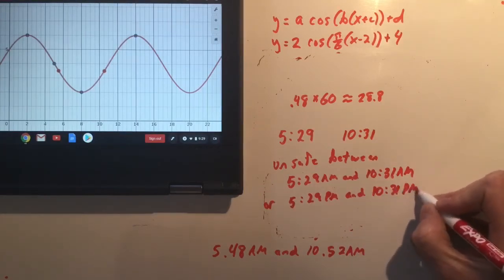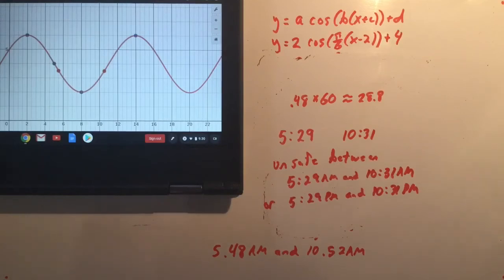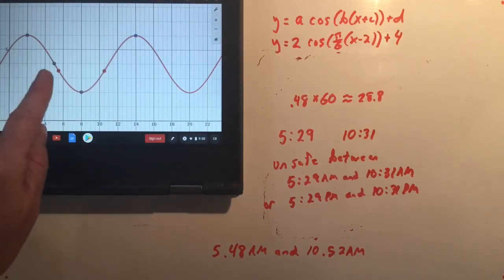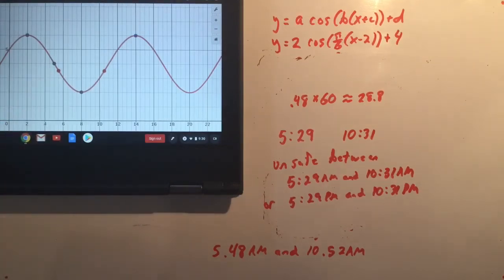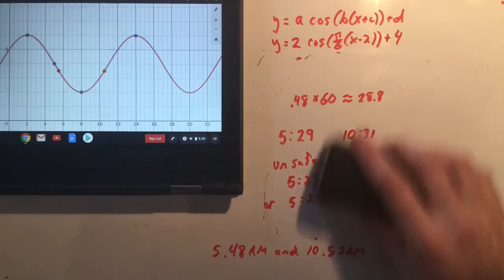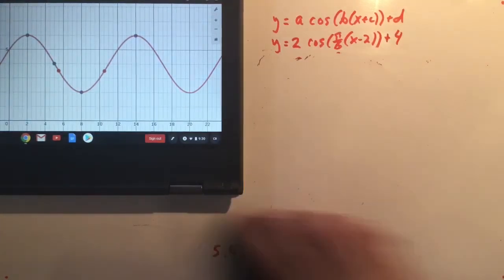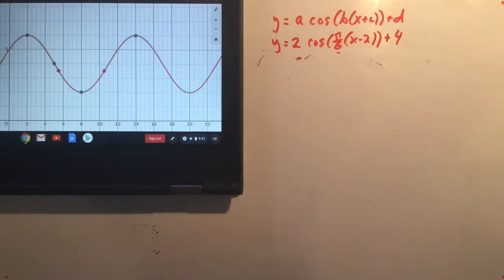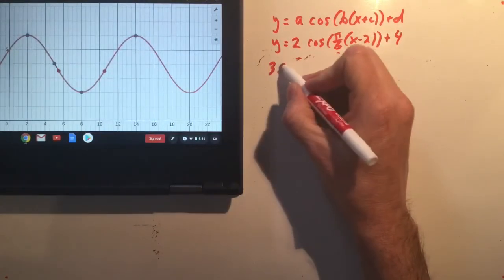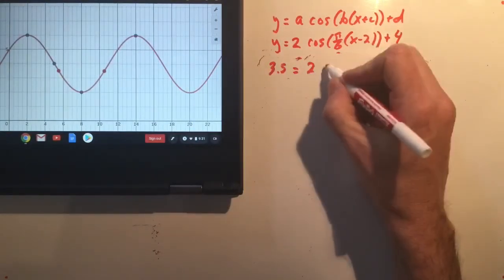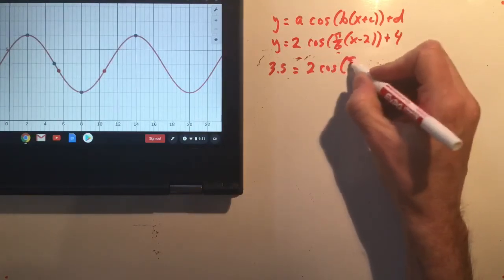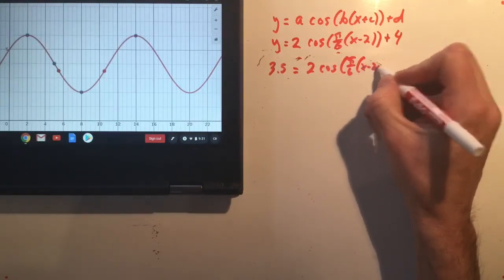10:31 p.m. And this seems like a lot of work to get what we basically got from the graph to be about 5:30 to 10:30. I do want to show you one more approach, though, that you might prefer. Hard to know. So let's go through and solve this equation again, as if there's only one solution we're concerned about.